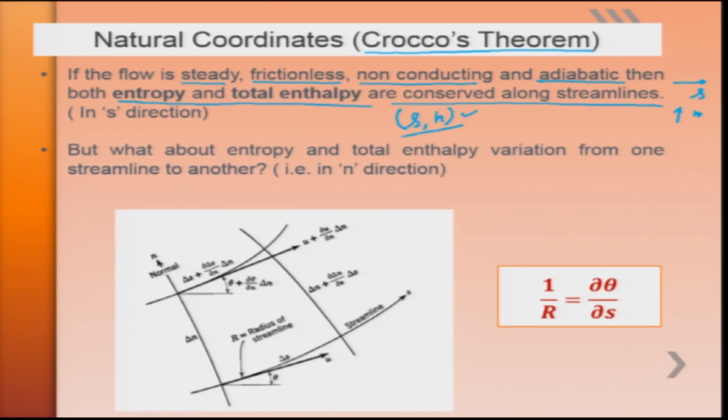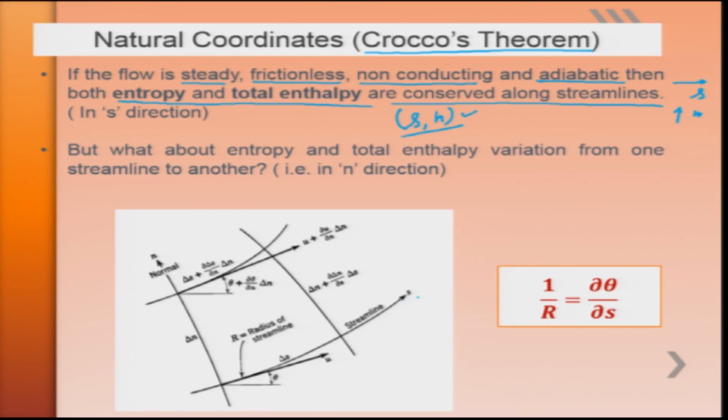What is the condition across these streamlines, that is, perpendicular, from one streamline to another streamline, that is required to have both entropy and enthalpy constant? This is what is defined by the famous theorem known as Crocco's theorem. Let us try to look at this. Consider these two streamlines which I have designated in this figure for you.